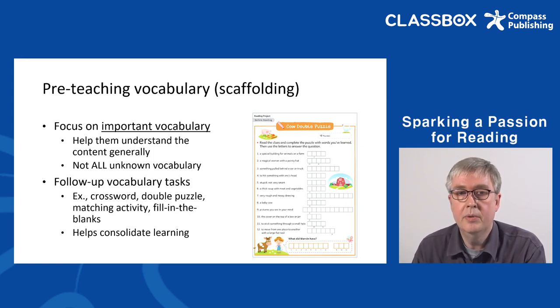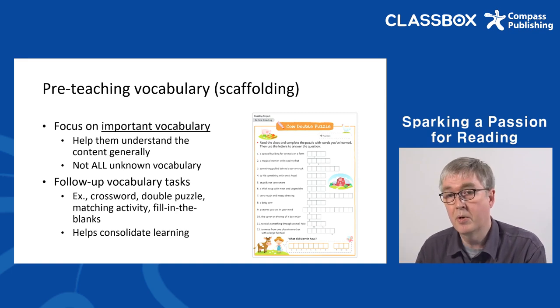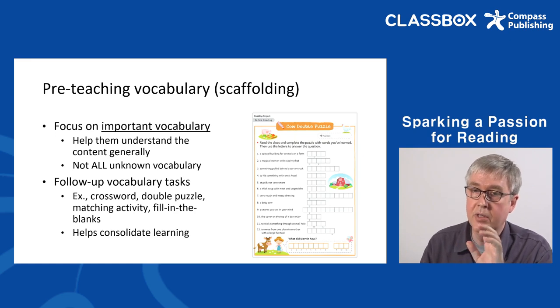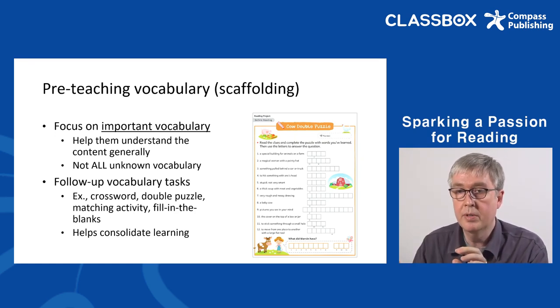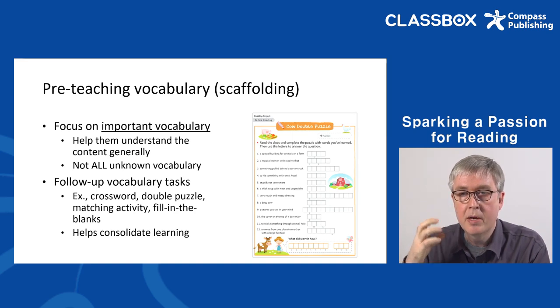You might also want to do a follow-up activity that focuses on the vocabulary, something like a crossword or what we call a double puzzle, where they answer the questions and then they choose certain letters of each word, and that spells out another secret message. Or we could do fill in the blank activities or matching with higher level students, maybe matching the definition with the word or pictures with the words. These kinds of activities can help to consolidate the learning and get students firmly familiar with that vocabulary in their mind before they look at the reading.